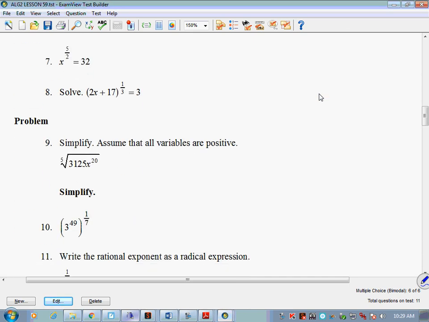What time are we? 36 is what time we're out of here, correct? All right, so hopefully we can get through these last few questions.